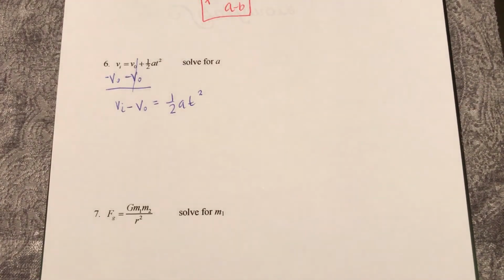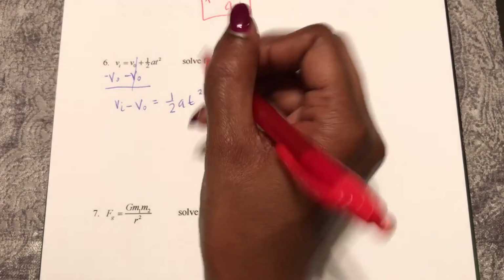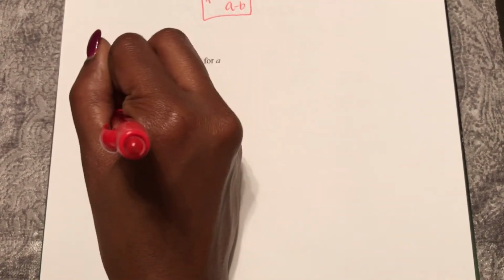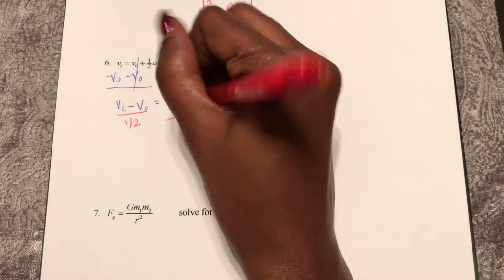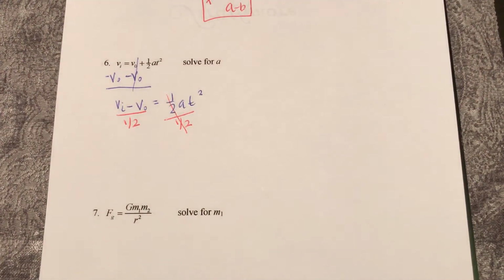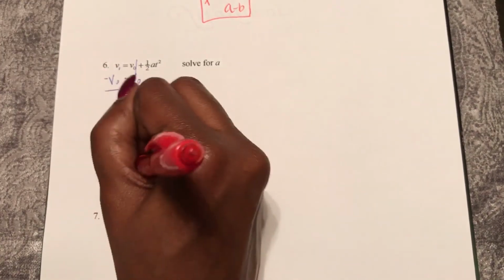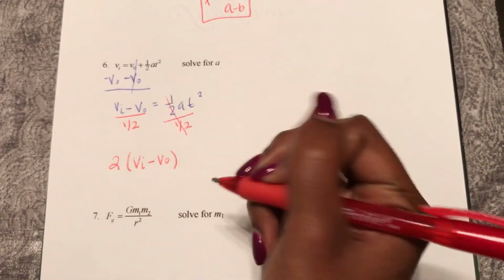So we're getting closer. I need to isolate a. So a is being multiplied by 1/2. So I'm going to go ahead and divide by 1/2 on both sides. Now that cancels here. Now, how do we divide by a fraction? Hopefully you're all screaming to me, flip it and multiply by the reciprocal. So the reciprocal of 1/2 is 2. So I'm actually multiplying this all by 2.